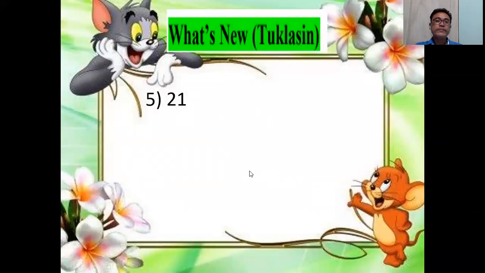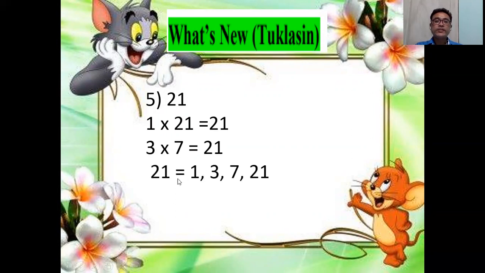Number 5, 21. We have 1 times 21 equals 21. 3 times 7 equals 21. And the factors of 21 are 1, 3, 7, and 21.